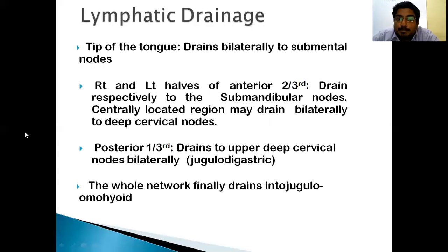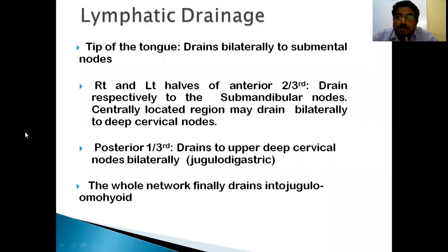Lymphatic drainage. The tip of the tongue drains bilaterally to the submental nodes. The right and left halves of the anterior two-thirds drain to the respective submandibular nodes. The centrally located region may drain bilaterally to the deep cervical nodes, and the posterior one-third drains to the upper deep cervical nodes bilaterally.